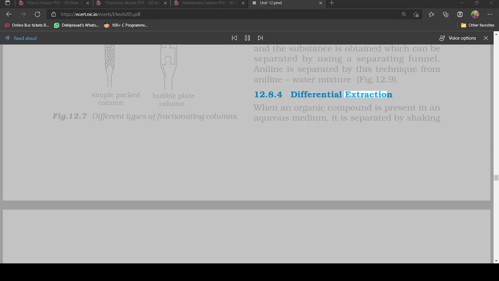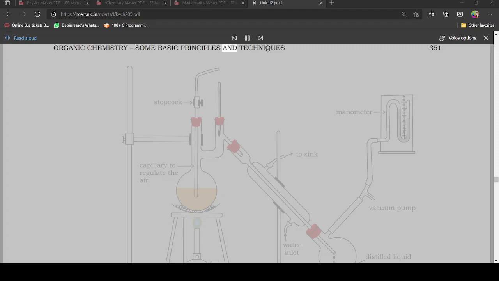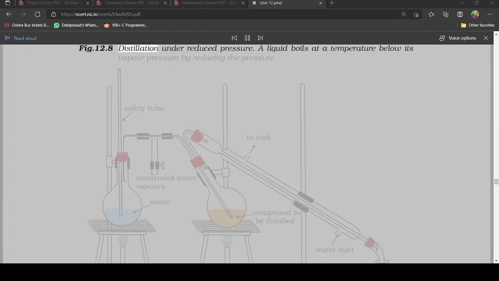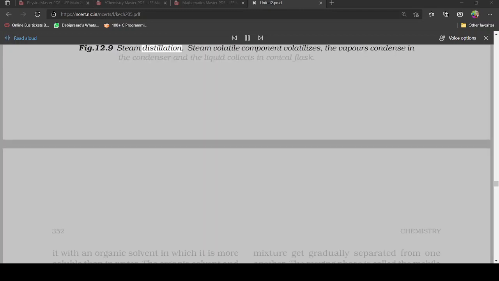Differential extraction. When an organic compound is present in an aqueous medium, it is separated by shaking. Organic Chemistry: Some Basic Principles and Techniques. Fig. 12.8. Distillation under reduced pressure. A liquid boils at a temperature below its normal boiling point by reducing the pressure. Fig. 12.9. Steam distillation. Steam volatile component volatilizes, the vapors condense in the condenser and the liquid collects in the conical flask.